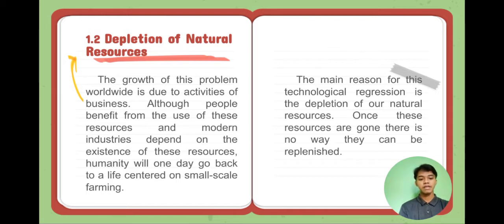Next is the depletion of natural resources. The second dimension of the problem related to ecology is the depletion of the Earth's natural resources. And this problem is due to the activities of business. Despite the fact that people benefit from the use of these resources and modern industries depend on their existence, humanity will one day go back to a life centered on small-scale farming. And the main reason for this technological regression is the depletion of our natural resources. Once these resources are gone, there is no way they can be replenished.